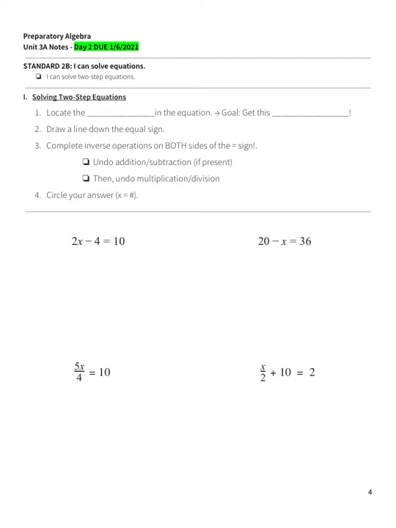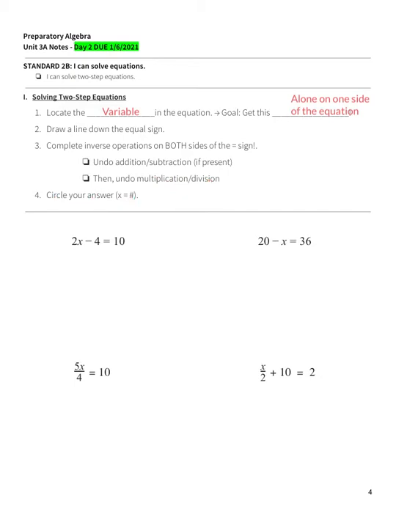When you're solving two-step equations, the first thing you do is locate the variable in the equation, and your goal is to get this alone on one side of the equation. Next, you draw a line down the equal sign. Following that, you complete the inverse operations on both sides of the equal sign. First, you undo addition and subtraction, if present. Next, you undo multiplication and division. And last, you circle your answer.